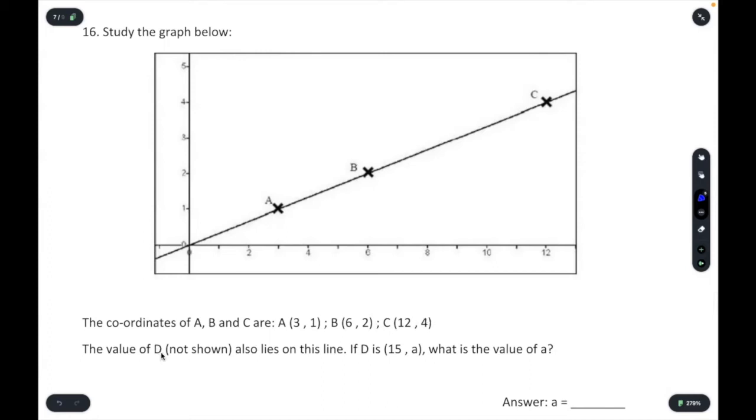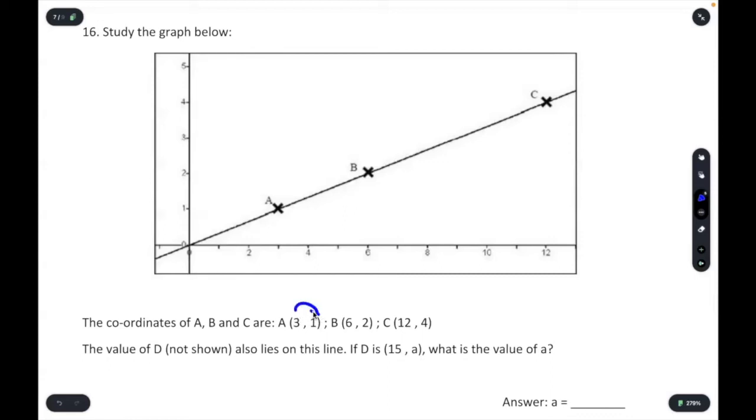The value of D, which is not shown, it hasn't been marked, is also somewhere along this line. It also lies on this line. If D is 15 for the x coordinate, then what is the value of this little a, where a is the y coordinate of this capital D point that we're looking for? Well, we need to find a relationship between the x and the y coordinate in each case. I mentioned that the x coordinate comes before the y coordinate. So here the x coordinate is 3, the y coordinate is 1.